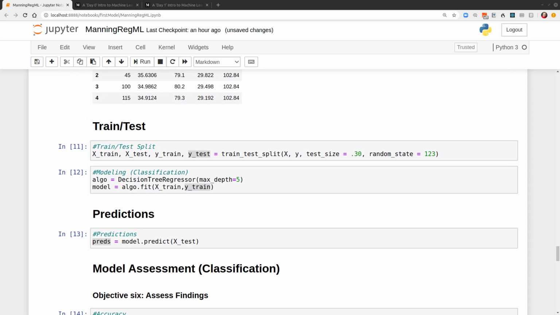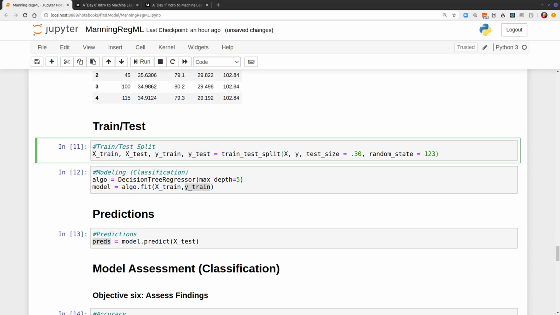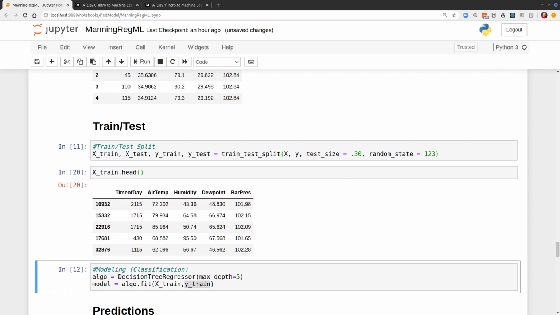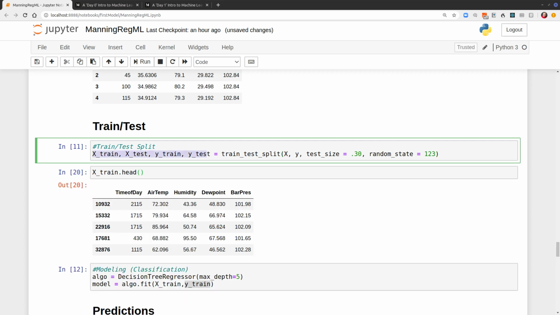You certainly could test it, just if you wanted to make sure that everything worked fine. If you want to take a look at maybe just a quick head, you certainly can. So there's 4 of these values that actually came out of this. Again, this is our ground truth. This is what we use to make predictions. And our X train and Y train are what we use when we actually fit the data.